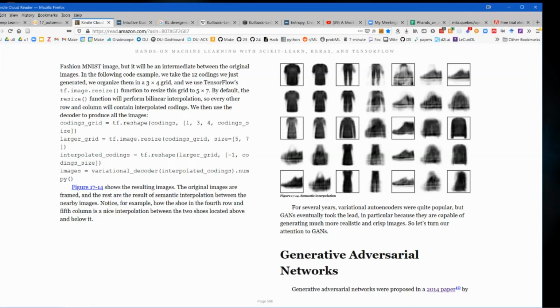But I'm saying, if you take the input vector of the first shirt that is generated and tweak it slightly and then pass it through the decoder, you should still get back a shirt. Yeah, or if you interpolate.